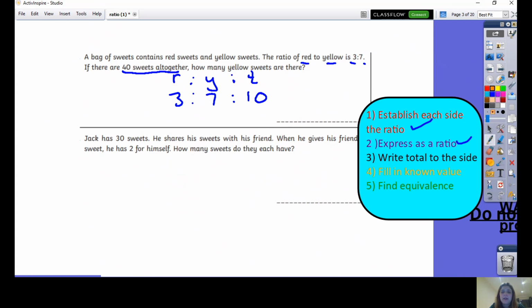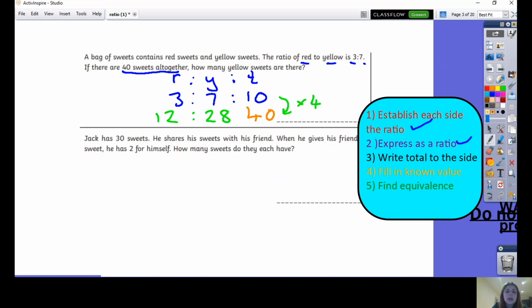This is the trickier bit. There are 40 sweets altogether. Where does that go? Does it go in red, yellow, or total? It goes in total, 40 sweets. So now your final step is to work out what you've multiplied everything by. I've times everything by 4. So 3 times 4 is 12, and 7 times 4 is 28.